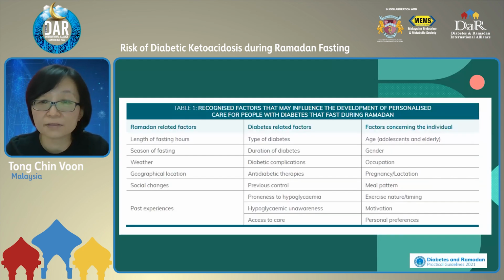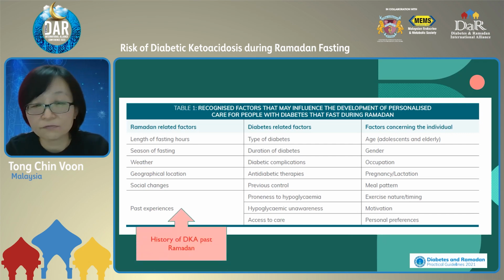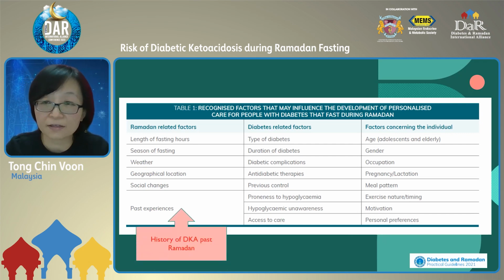So this is a table taken from the Diabetes and Ramadan Practice Guideline. And I think it summarizes very well the factors that may influence personalized care in patients with diabetes during the fasting month. And this can be divided into Ramadan-related factors. So in terms of DKA, if a patient, say, had a history of DKA in the past Ramadan, this could mean that the risk is higher. We need to recognize that this is an important factor.